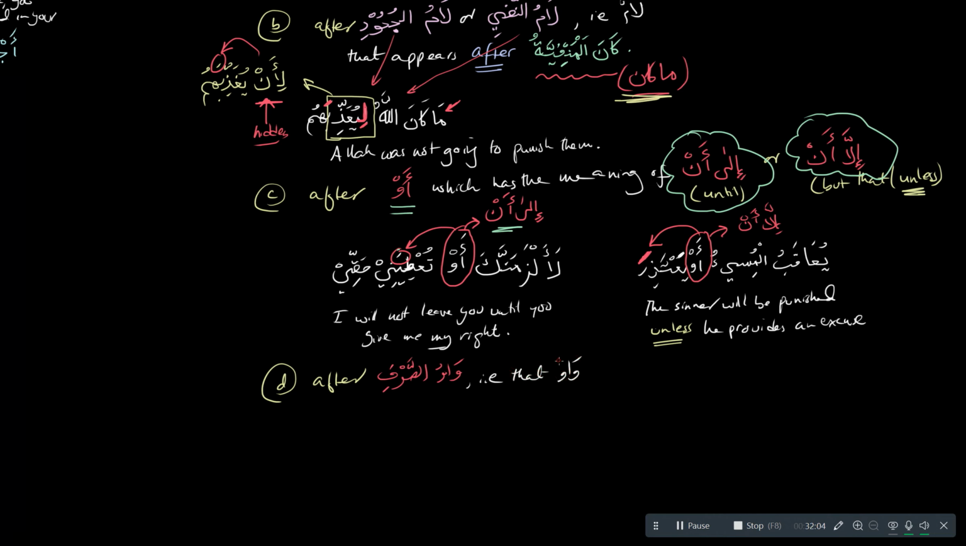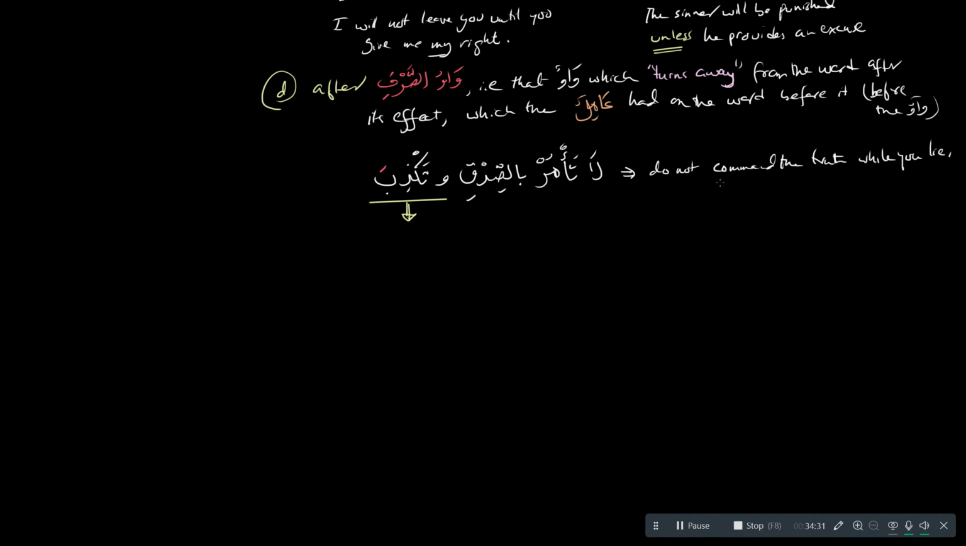This means do not command the truth while you lie. Do not command the truth, do not order truth while you lie. So here the meaning of لا تأمر بالصدق وتكذب does not mean do not order truth and do not lie. It's not what that means.